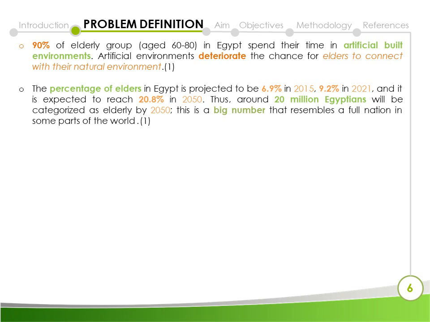The percentage of elders in Egypt is projected to be 6.9% in 2015, 9.2% in 2021, and it's expected to reach 20.8% in 2050. Thus, around 20 million Egyptians will be categorized as elderly by 2050. And this is a very big number that resembles a full nation in some parts of the world.